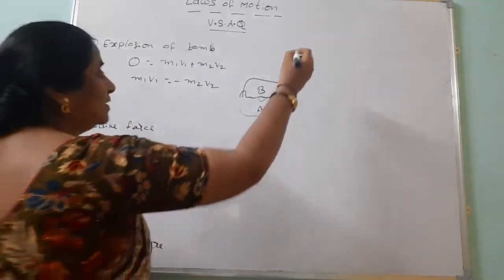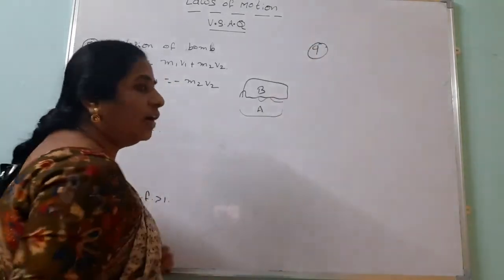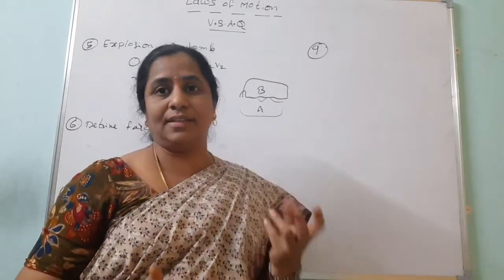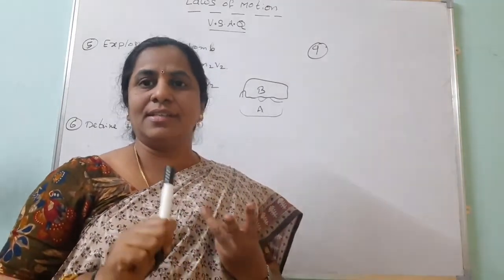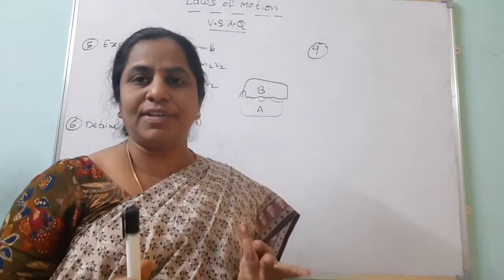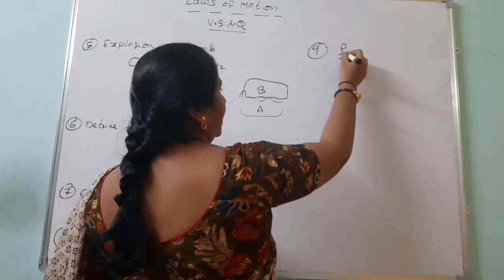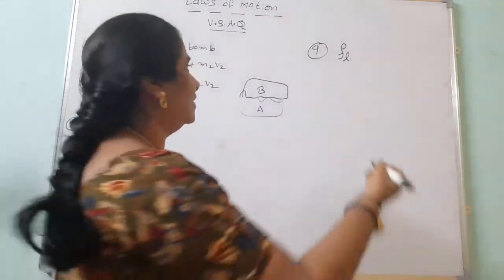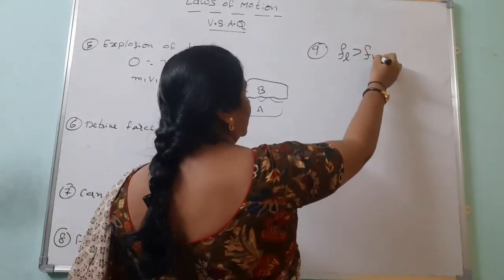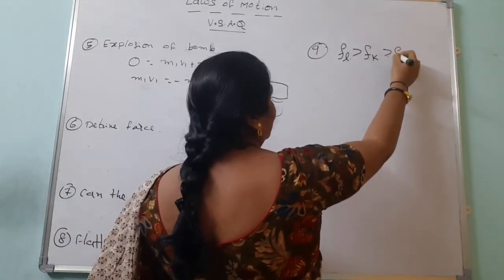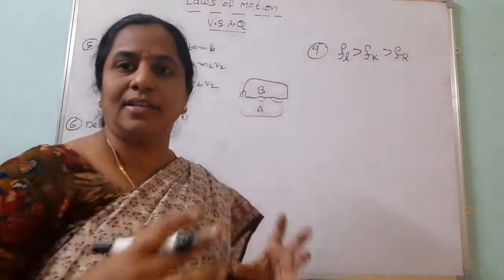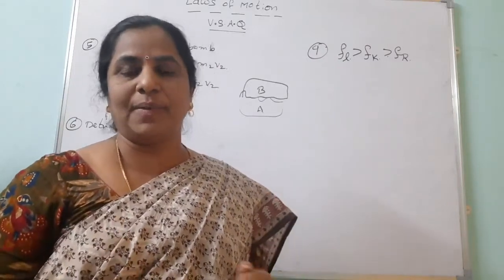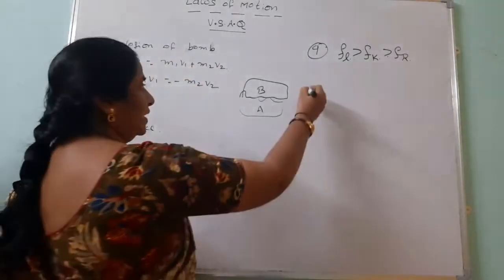Then our ninth VSAQ is, a horse cart is there. Initially we should apply more force on it. You know that there are three types of friction: static friction, sliding friction, and rolling friction. Which friction is more? Always static friction, or limiting friction. The maximum of static friction is called limiting friction, and it is greater than kinetic friction, which is greater than rolling friction. So initially the horse cart is at rest, and for overcoming that limiting friction we have to apply more force.